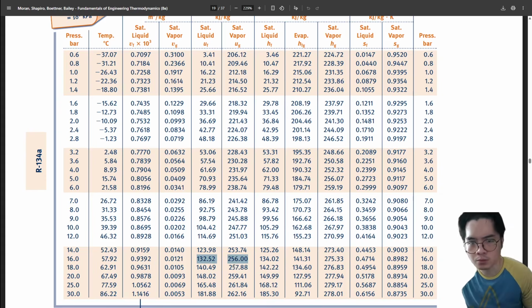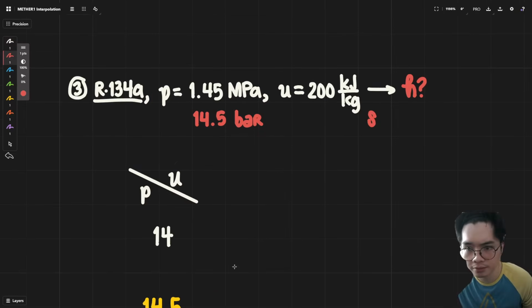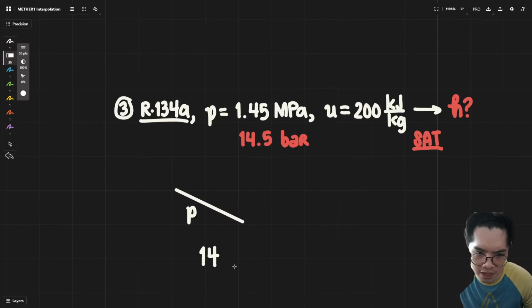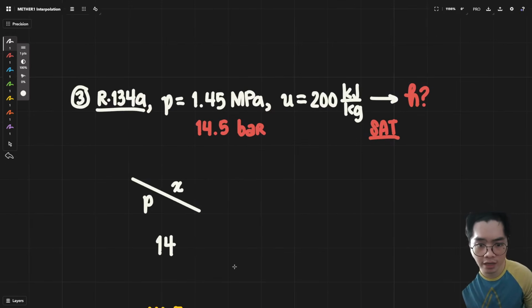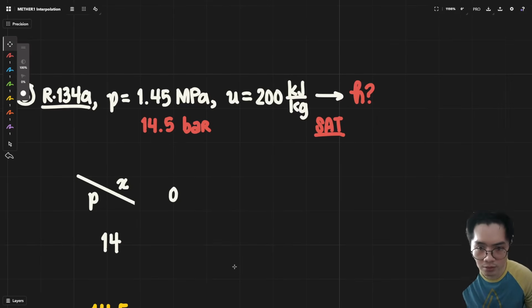So that means we are in saturated territory. Okay, it's very interesting. So now I recommend that instead of using U, you should use quality. Quality in the sense that now we're looking at if you are a saturated liquid, or if you are a saturated vapor. So in this case, basically values of 0 or F, and then we are looking here at values of 1 or G.